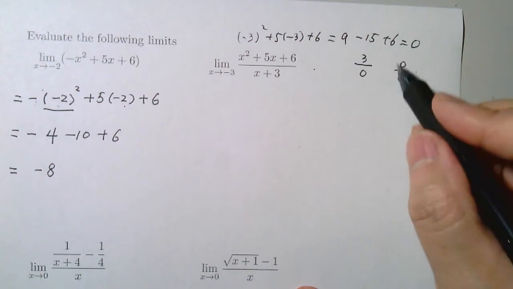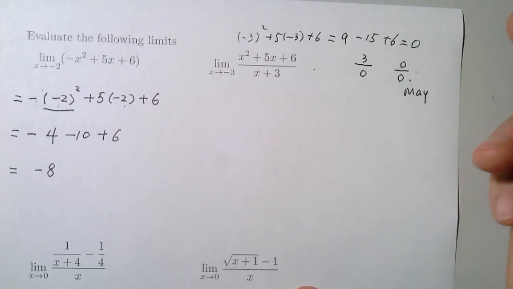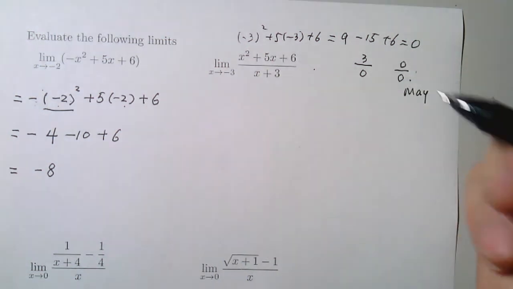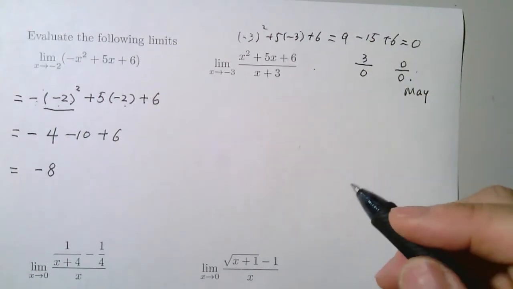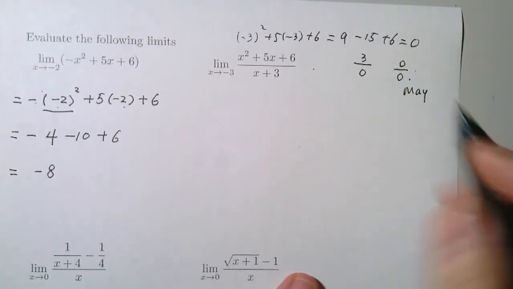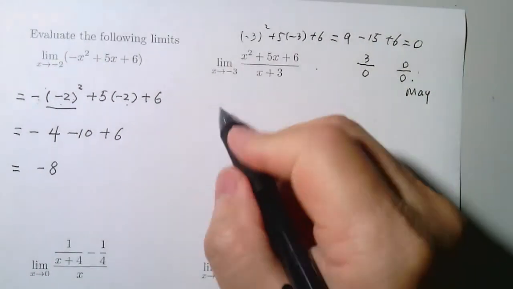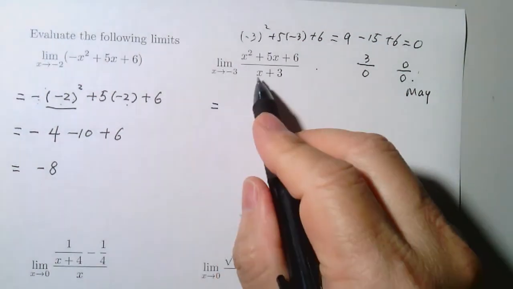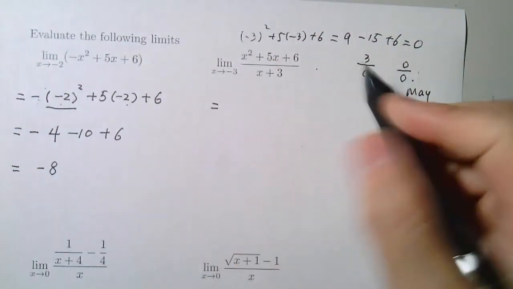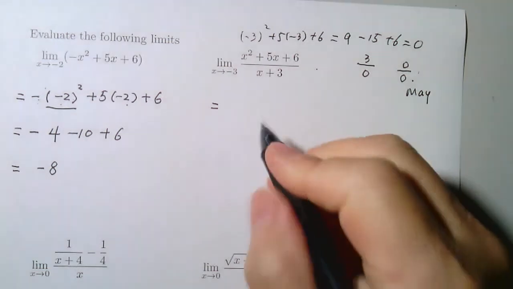You may not have a limit. We will see if you do or not. We have to do further work to check it out. So what do we have here? In this case, both numerator and denominator approach 0. What do we try to do here?